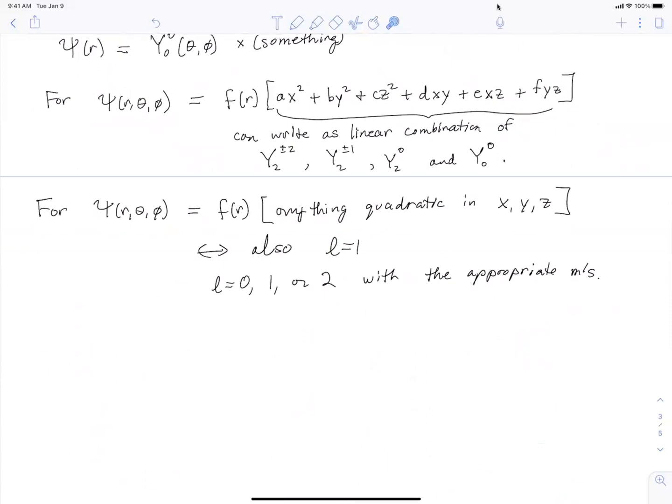At some point after the midterm, you will doubtless get a homework problem where you need to take some wave function of this form and decompose it into YLMs, and then figure out from the decomposition into YLMs what are the possible angular momentum measurement results and probabilities. That was generally how that works. Any questions on that?